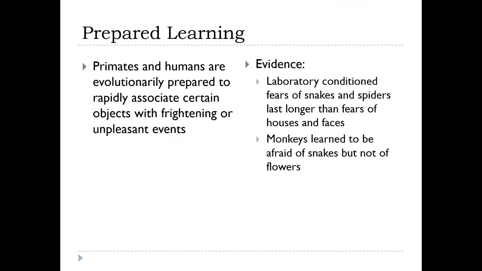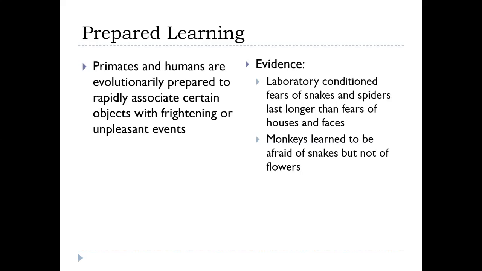Okay. There's one other concept in terms of the behavioral perspective when it comes to phobias, which is prepared learning. So the idea here is that primates and humans are evolutionarily prepared to rapidly associate certain objects with frightening or unpleasant events. So it's easier for us to become fearful of some things than others, typically things that it's evolutionarily helpful for us to develop a healthy fear of. For example, if you condition fears for people in the laboratory, so let's say you condition them to be fearful of snakes or spiders, those fears last much longer than when they're conditioned to fear houses and faces, things that evolutionarily there's not much value in us being afraid of. So they tend to lose those fears more rapidly.